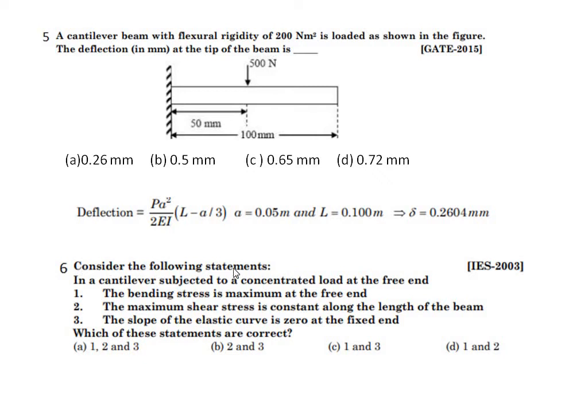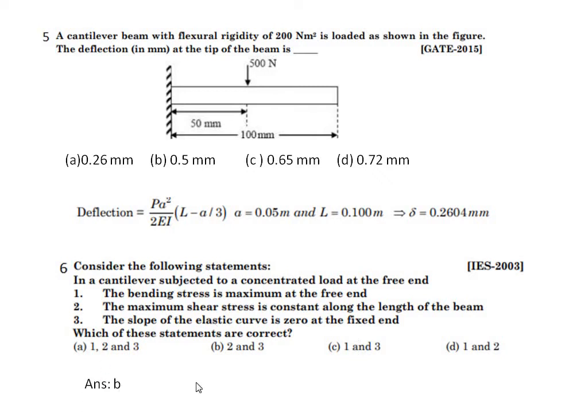Consider the following statements. So some statements are given. In a cantilever subjected to a concentrated load at the free end, so you have a cantilever beam, a concentrated load is applied at the free end. The bending stress is maximum at the free end. The maximum shear stress is constant along the length of the beam. The slope of the elastic curve is 0 at the fixed end. Let's see one by one.